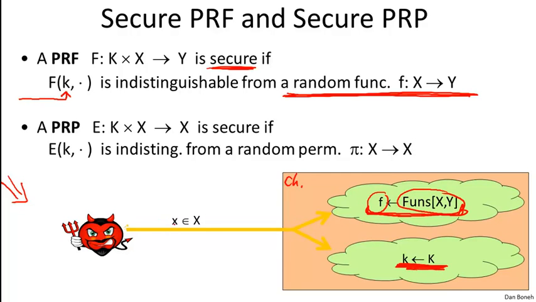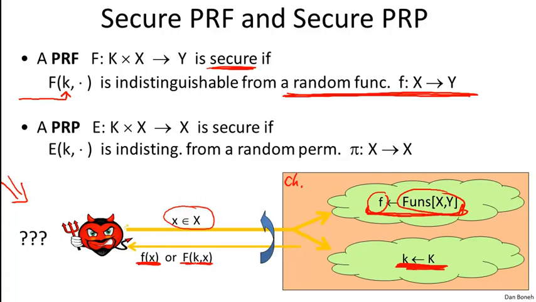Now, what does the adversary get to do? The adversary gets to submit queries. He chooses an x in the input space, submits the query, and gets back either the evaluation of f of x or the evaluation of the pseudo-random function. He's allowed to do this again and again. Of course, every time the challenger answers consistently, either with the little f or with the PRF. The question is, can the adversary tell whether he is interacting with a truly random function or with one of these pseudo-random functions? If he can't tell, then we say that the pseudo-random function is secure.